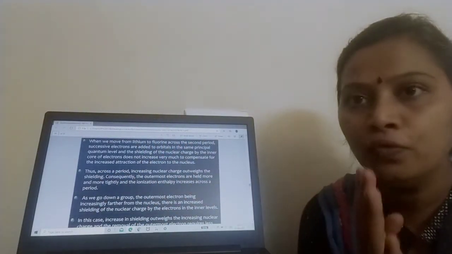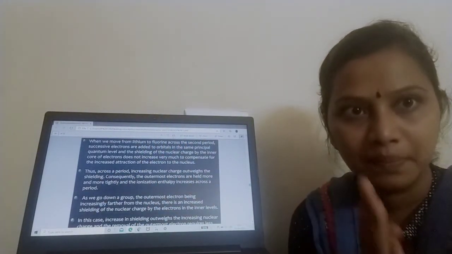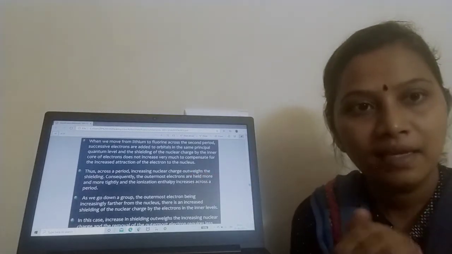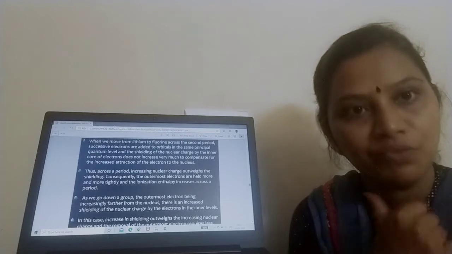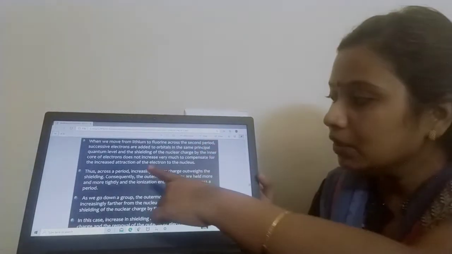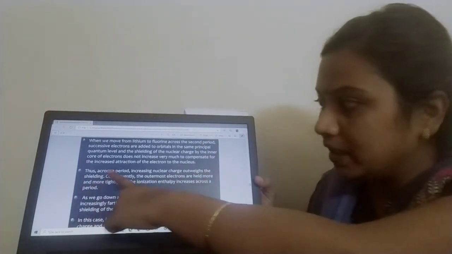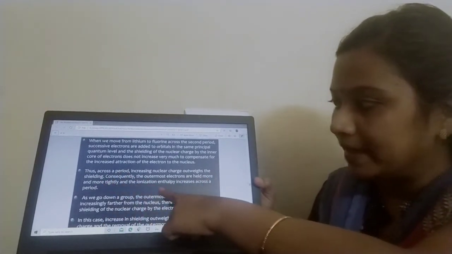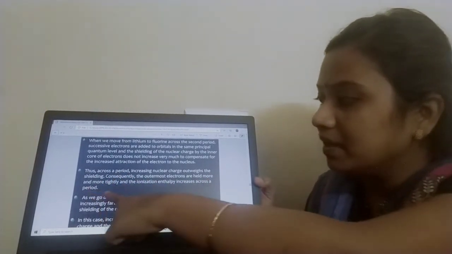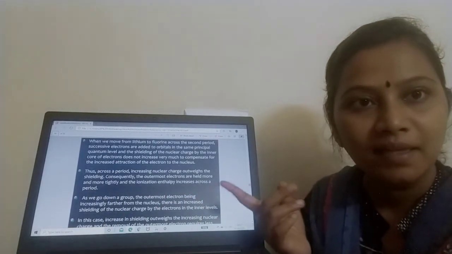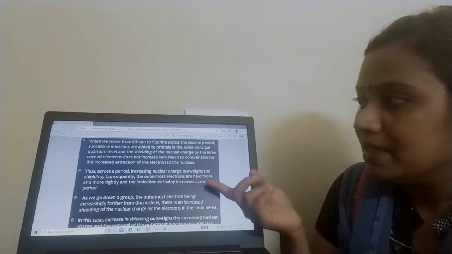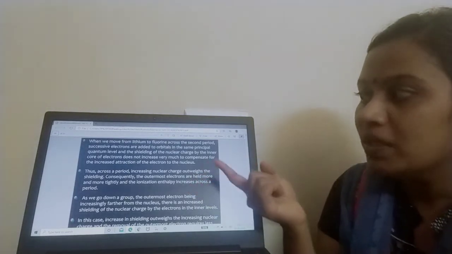So when I move from left to right across a period, the nuclear charge increases. If I increase the nuclear charge, then I can overcome shielding. Increasing the nuclear charge outweighs the shielding. Consequently, the outermost electrons are held more and more tightly, so ionization enthalpy increases across a period. This is the reason why ionization enthalpy increases across the period when nuclear charge increases.